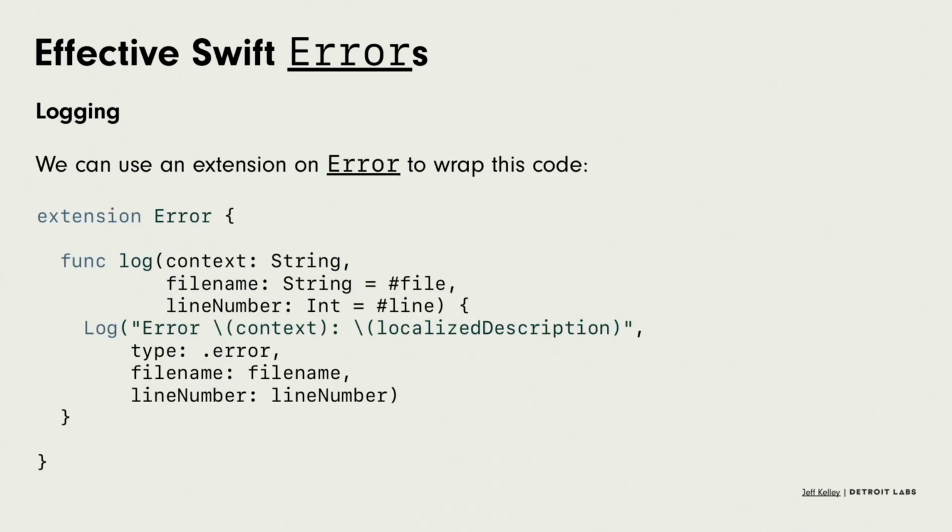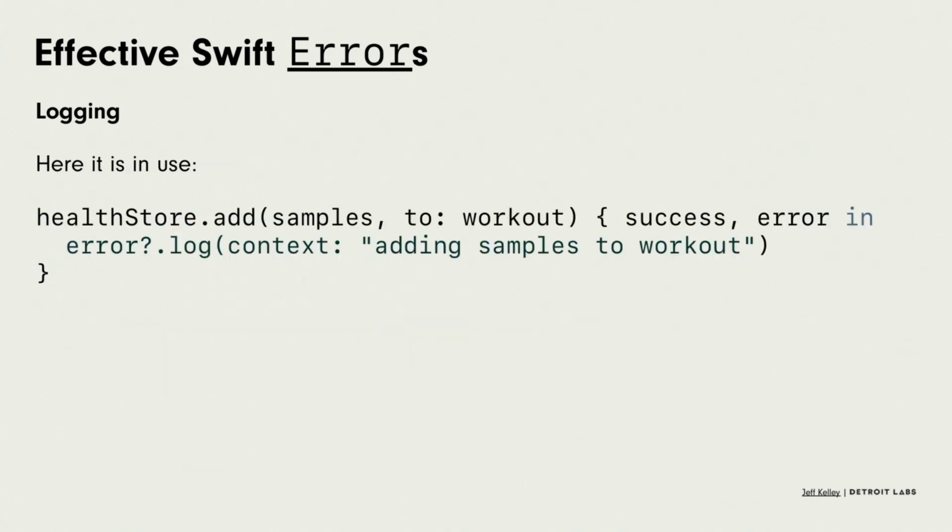Now, I like to flip this a little bit and make this an extension on error. So we can log it with some context. I like to give it a file name and a line number. So this is useful for any kind of logging or testing framework to show the actual original file and line number where this happened. So here we're just going to log this error that it happened with a localized description and some context that we pass in. And now when we want to call it, it's a lot cleaner, because I don't even have to unwrap the optional. Just if there's an error, log it with this context, which is better than nothing.